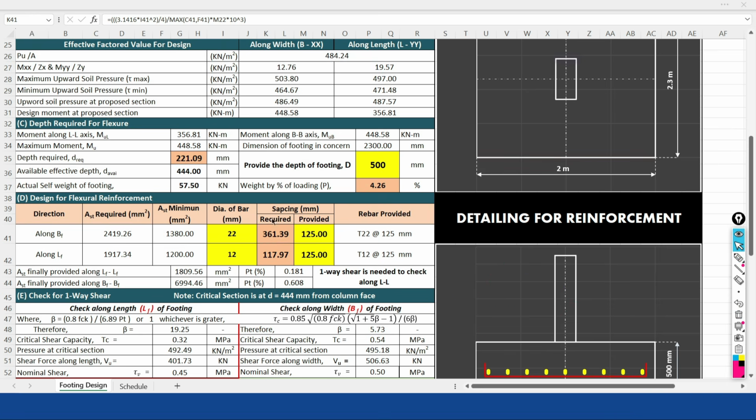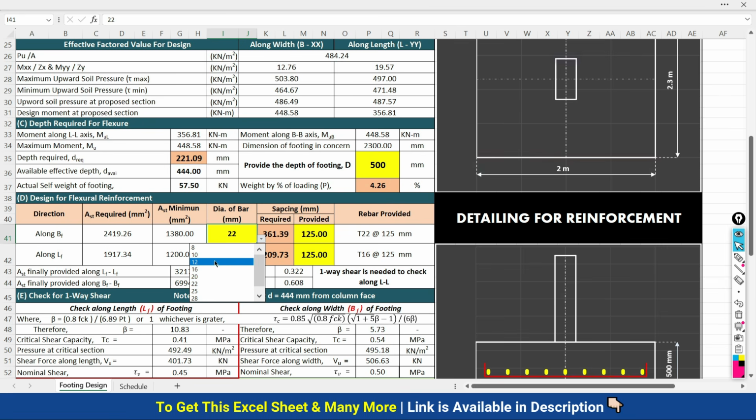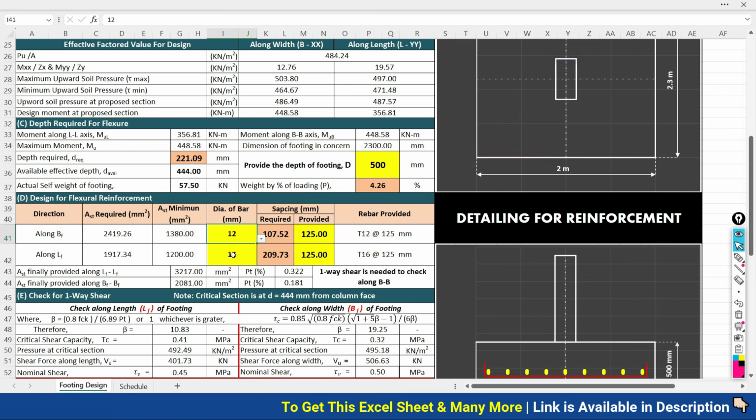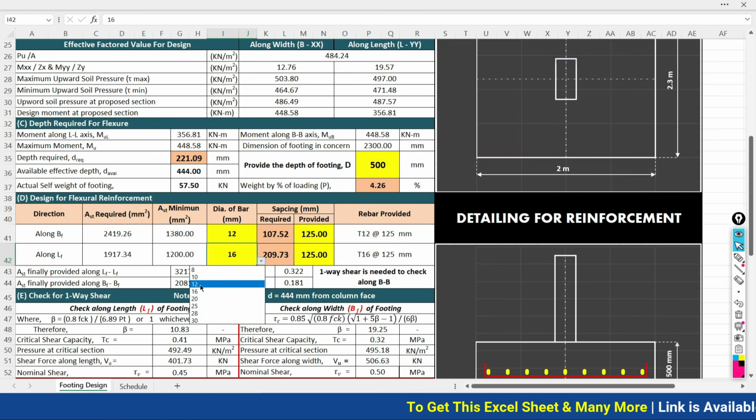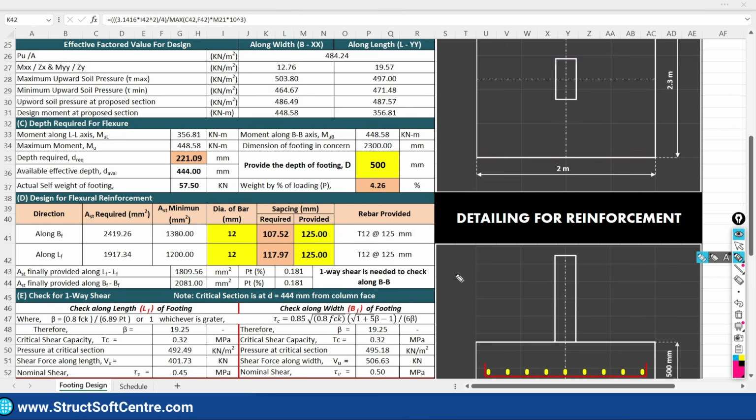Okay, so what to do here, the spacing is exceeding 361. If I would like to provide a 16 mm diameter, accordingly the spacing requirement will be that. But we don't need to provide this higher diameter of bars, I'm just trying to explain. So here I'm going to choose 12, here also I'm going to choose the diameter of bar as 12. If I use the 12 mm diameter of bar, what spacing is required? 107, 117. And guys, in normal cases we are not providing spacing less than 100 mm as well.